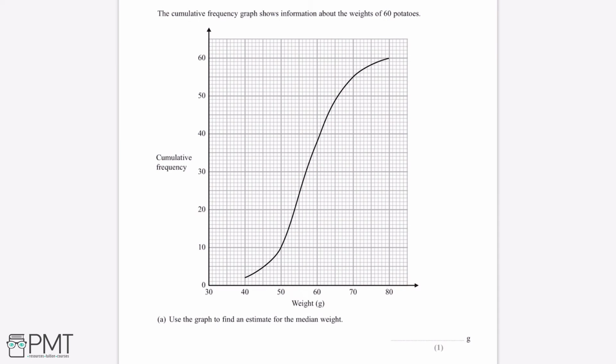The cumulative frequency graph shows information about the weights of 60 potatoes. Use the graph to find an estimate for the median weight. So the median is the middle value when we arrange the weights of the 60 potatoes in size order. So this means that the median will be the 30th potato along. So we want to look at where the cumulative frequency is equal to 30. So an estimate for the weight when the cumulative frequency is 30 will be 57 grams. And this is our final answer. And this question's worth 1 mark, and this is for the correct answer.